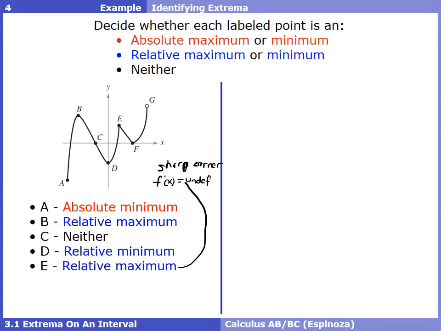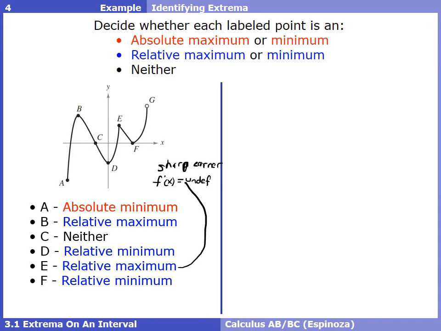And that's what happens at sharp corners. Our derivative at a sharp corner is undefined. So sharp corners can also be relative maxes or relative mins. So once we're equipped with that, you'll notice point F is a sharp corner that looks like a valley. And that's again okay to have a sharp corner. Point F is a relative minimum.